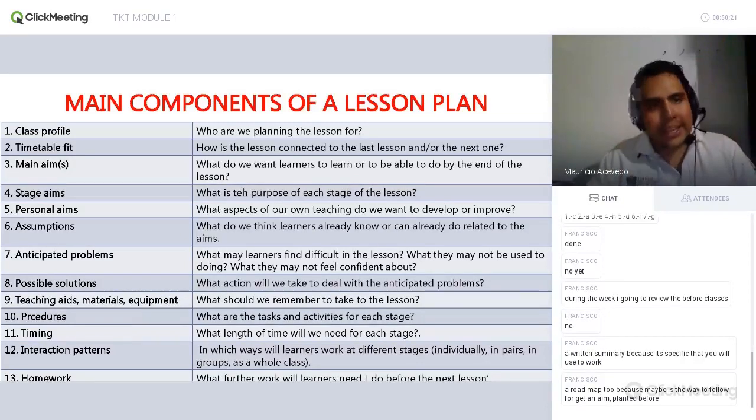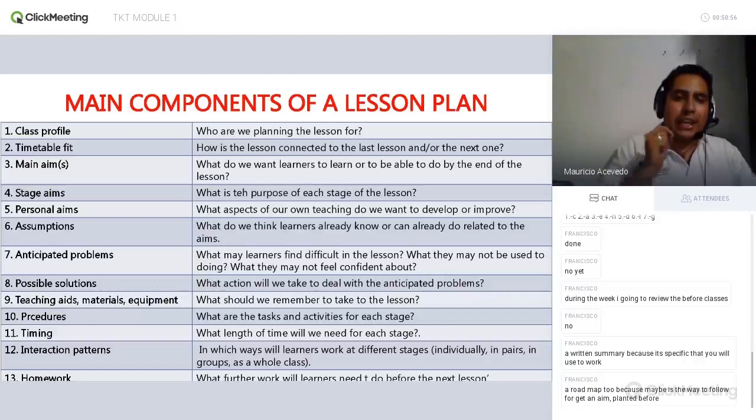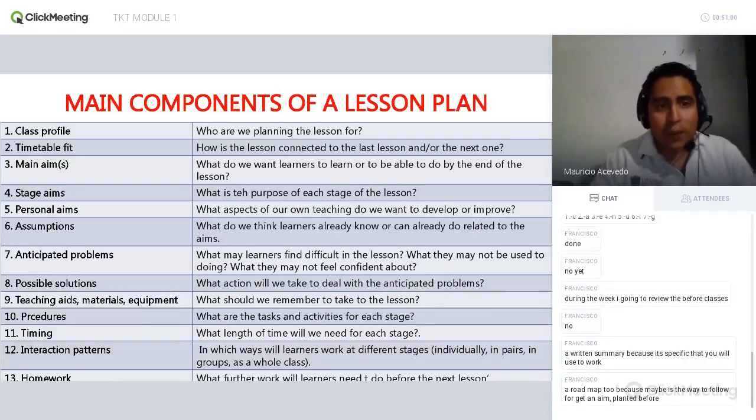Okay, and obviously you cannot miss it, the main aim or main aims. What do we want learners to learn or to be able to do by the end of the lesson? We have already talked about main aims, right? This is the most important thing that we want our learners to practice or to learn or to study or to memorize. Now, stage aims: what is the purpose of each stage of the lesson? Remember that this is important because these are all the aims, all the achievements that we want for each activity. So far we have four: class profile, timetable fit, main aim, stage aim. And now number five, personal aims, which we have already talked about also. What aspect of ourselves as teachers do we want to develop or improve? So five, personal aims.